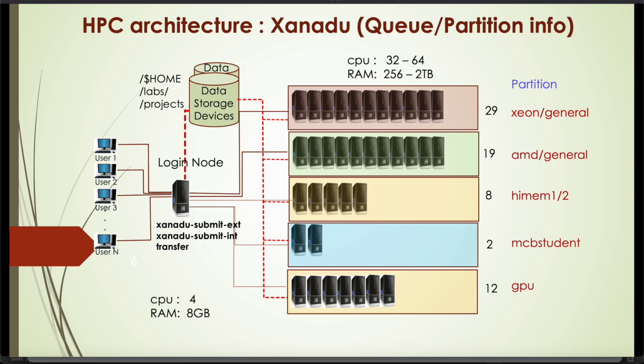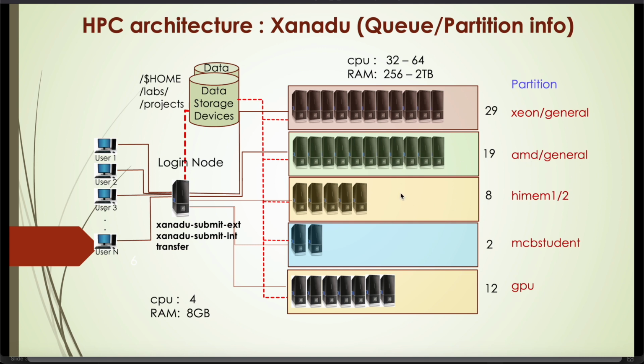Now, this is the Xanadu cluster that we will be using for most of our hands-on exercises, or wherever I will be doing most of the demonstration of different concepts. And this is the configuration. The Xanadu cluster runs on Slurm. We have different partitions, and these partitions are grouped based on certain properties associated with them. The first one belongs to the Xeon partition because they have Xeon processors. The next is AMD based processors.